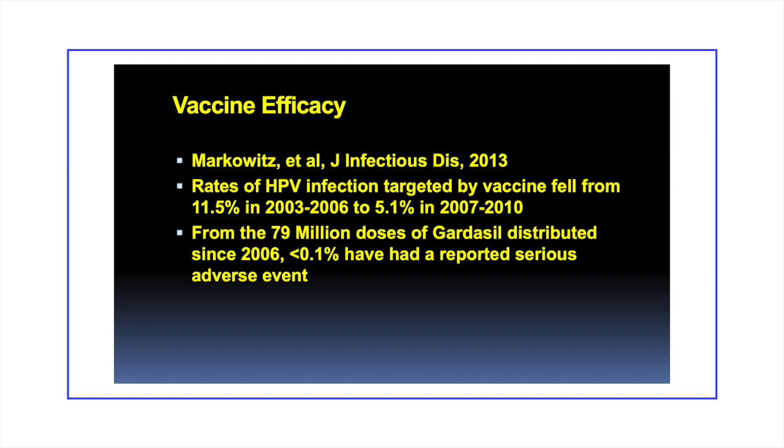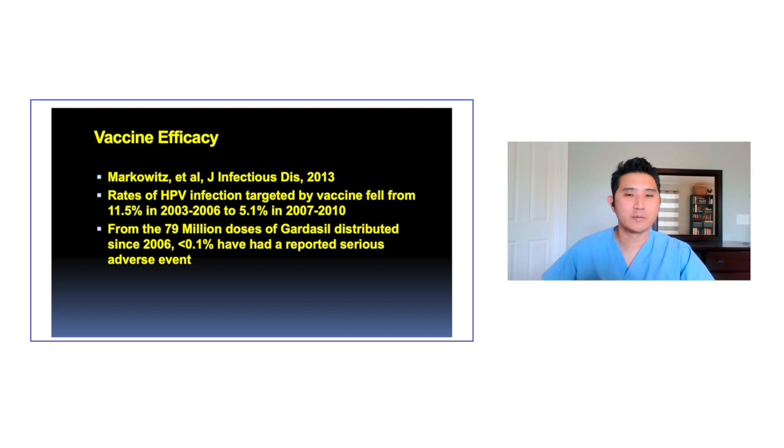Markowitz et al. in the Journal of Infectious Disease in 2013 showed that rates of HPV infection targeted by vaccine fell from 11.5% in the 2003 to 2006 period to 5.1% after 2007. And from the 79 million doses of Gardasil distributed since 2006, less than 0.1% have had a reported serious adverse event. So this is an important note to provide to patients and patients' parents if they are pediatric.